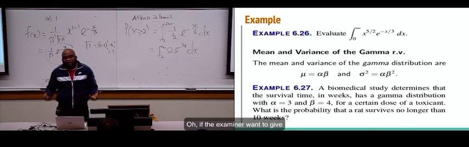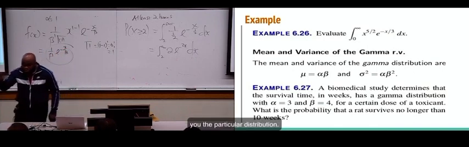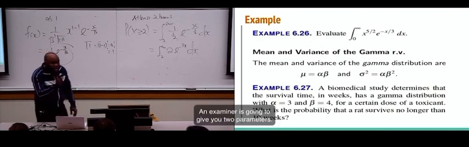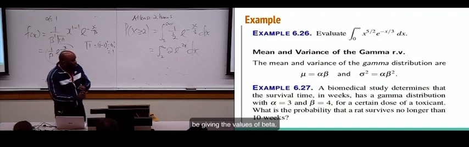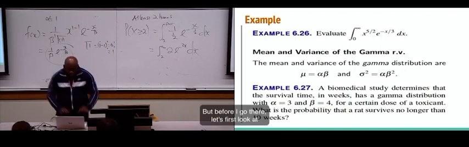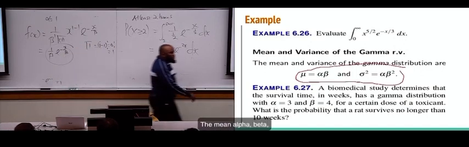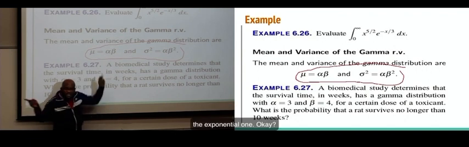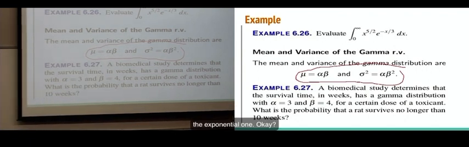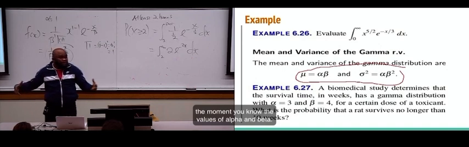Now let us take a look at this example. If the examiner wants to give you a question on gamma distribution, the examiner is going to tell you the particular distribution and give you two parameters. They're going to give you the values of alpha and also the values of beta. But before I go there, let's first look at the mean and variance of a gamma distribution. The mean is alpha beta. If alpha equals 1, that becomes the mean of the exponential. What is the variance? Alpha beta squared. Now you can find the mean and the variance the moment you know the values of alpha and beta.